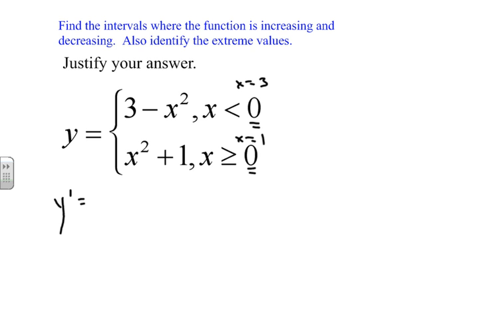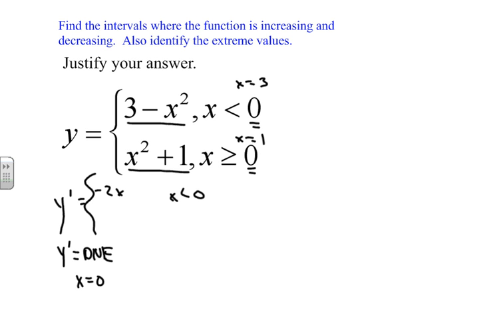So where does y prime not exist? Right off the bat, we know, because this graph is a parabola for all the values less than 0, and another parabola for all the values greater than or equal to 0, that there is discontinuity at x equals 0. That is actually one of our critical points. X equaling 0 is one of our critical points. We're going to test that out. We are now going to find y prime. To find y prime, we're going to find the derivative of the top and bottom. So we have -2x for all x values less than 0, and 2x for all x values greater than 0.